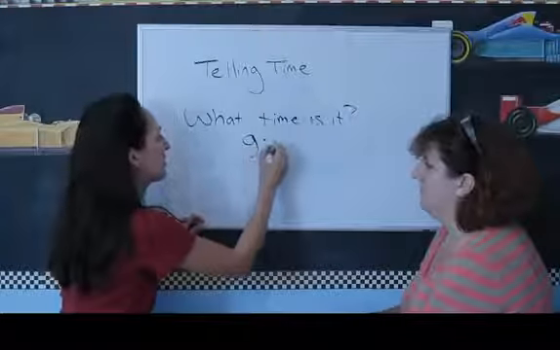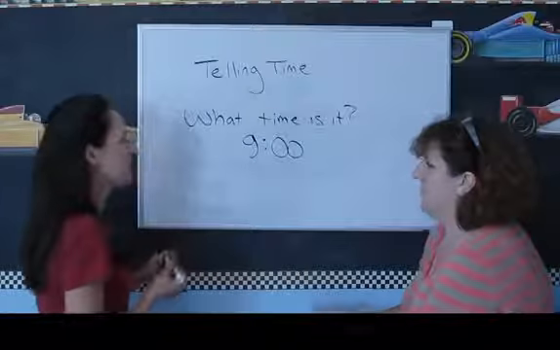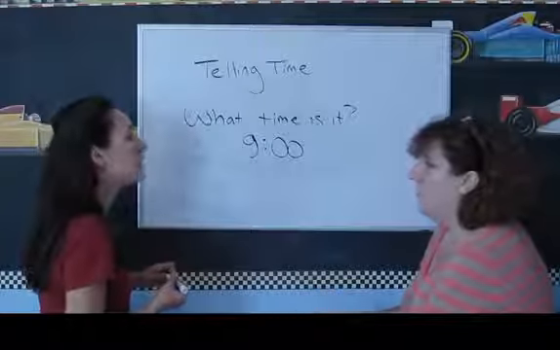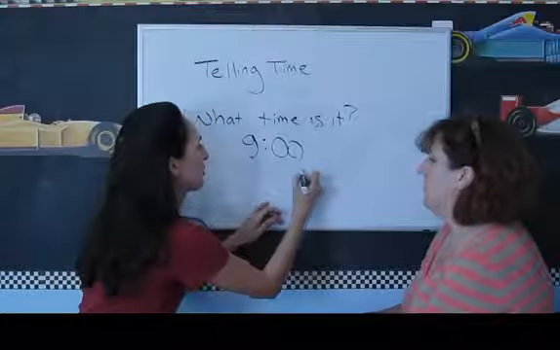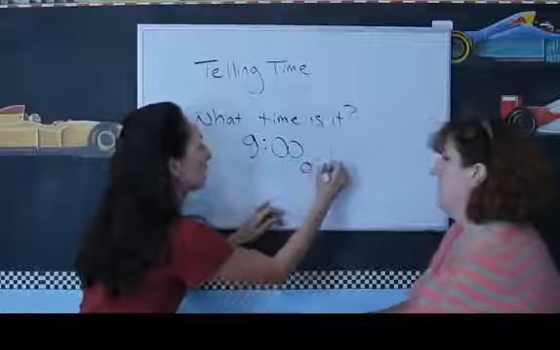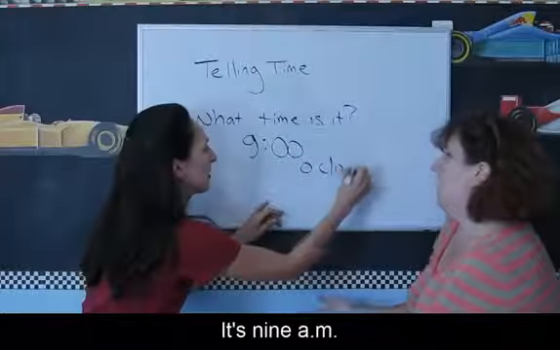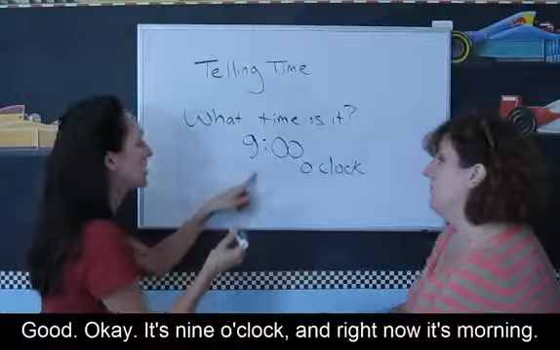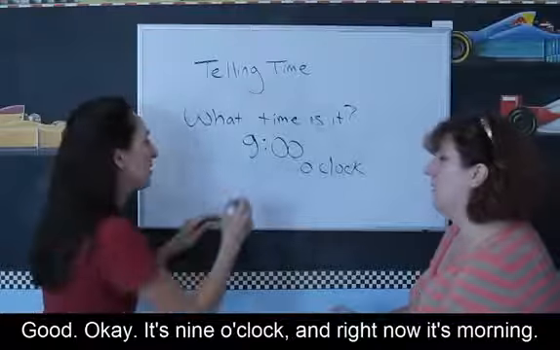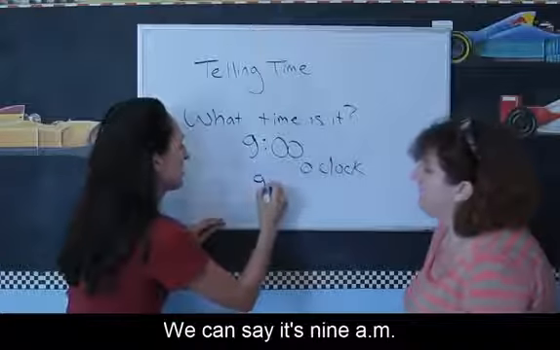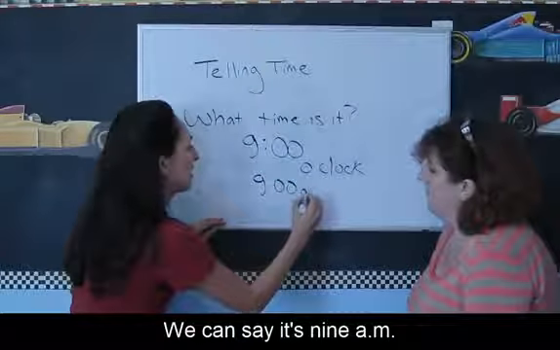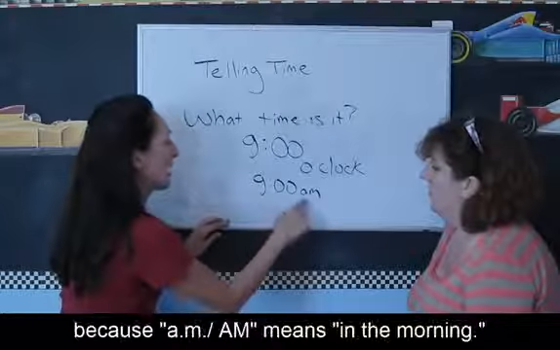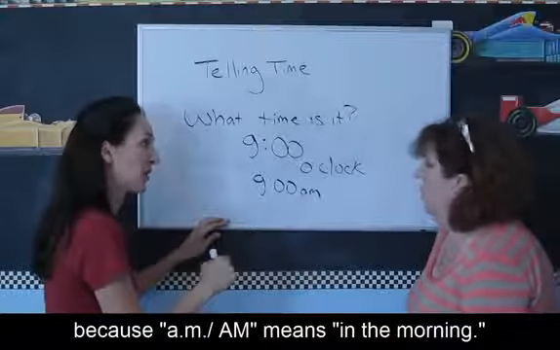If I write like this, it's 9 o'clock. And if we write it, we say 9 o'clock. It's 9 a.m. Right now it's morning. So we can say it's 9 a.m., because a.m. means in the morning.